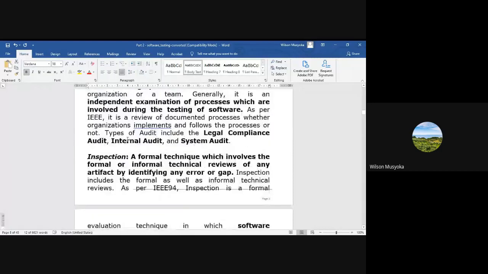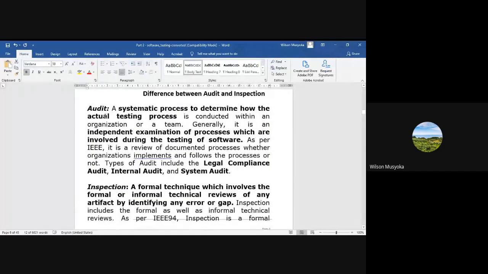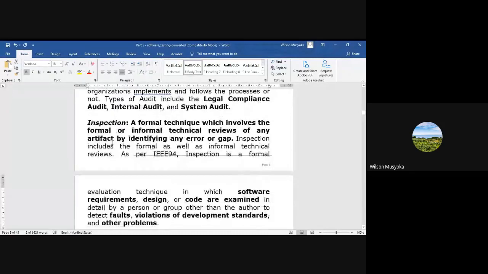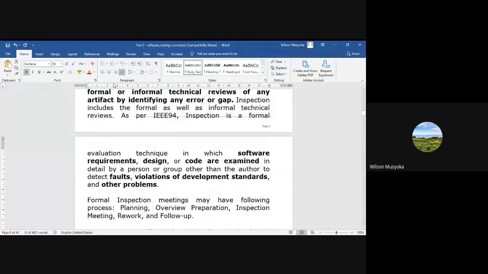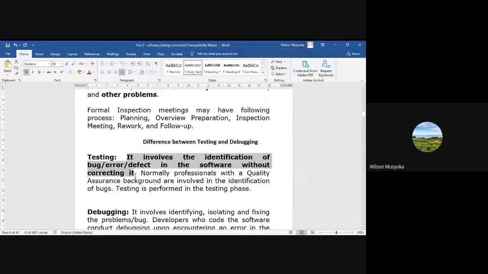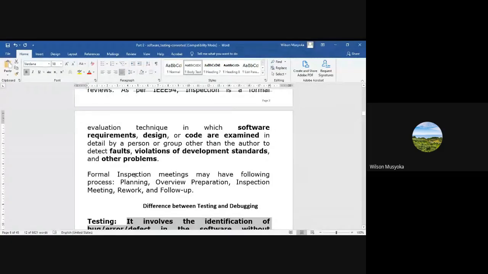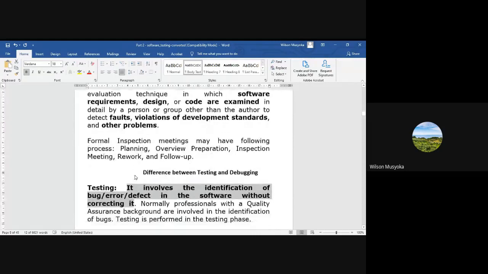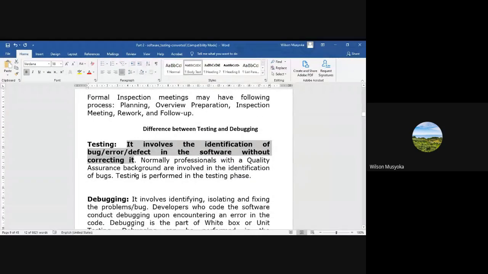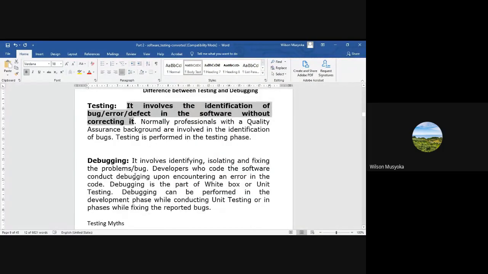The first thing you will start with is an audit. Once you have audited your process of testing, then you come to inspection, and here you are just identifying. Then after inspecting, you will be testing, that is, identify any error, any bug, any defect in the software without correcting it. When you detect, you are not sure what it is, but when you identify, you are sure that it is a bug, an error, or a defect. And once you have identified, you are not doing any kind of correction.